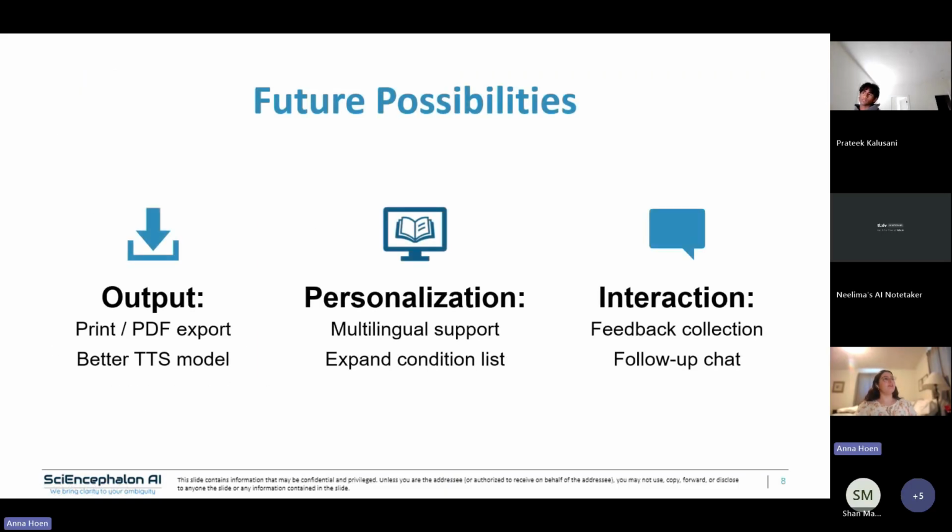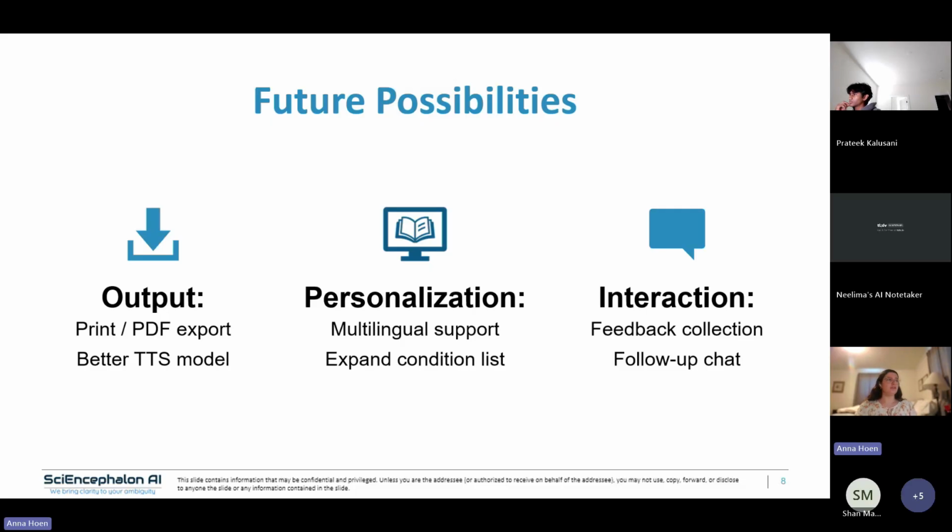So in the future, I have multiple things that could be improved on. There could be a print or export to PDF option for users to save their generated content. We could switch to a better text-to-speech model that feels more natural sounding and is faster, because Google text-to-speech currently generates a little slowly and is also a little monotone and sometimes doesn't read words right.